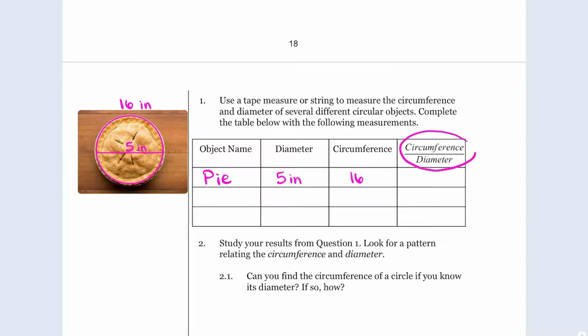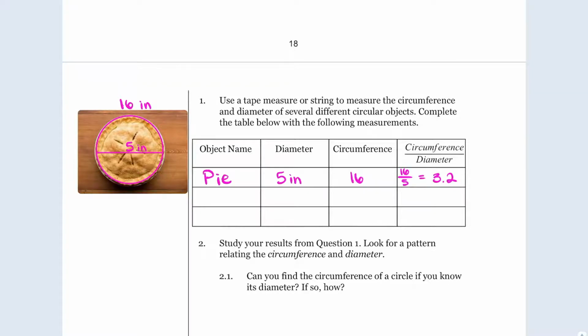So I'm working over in this column here. Remember, you're writing circumference over diameter, 16 over 5. Okay, and I want you to go ahead and type that into your calculator, 16 divided by 5, and you're going to write down what you get. So I have 3.2. Okay, so we're gonna keep that.